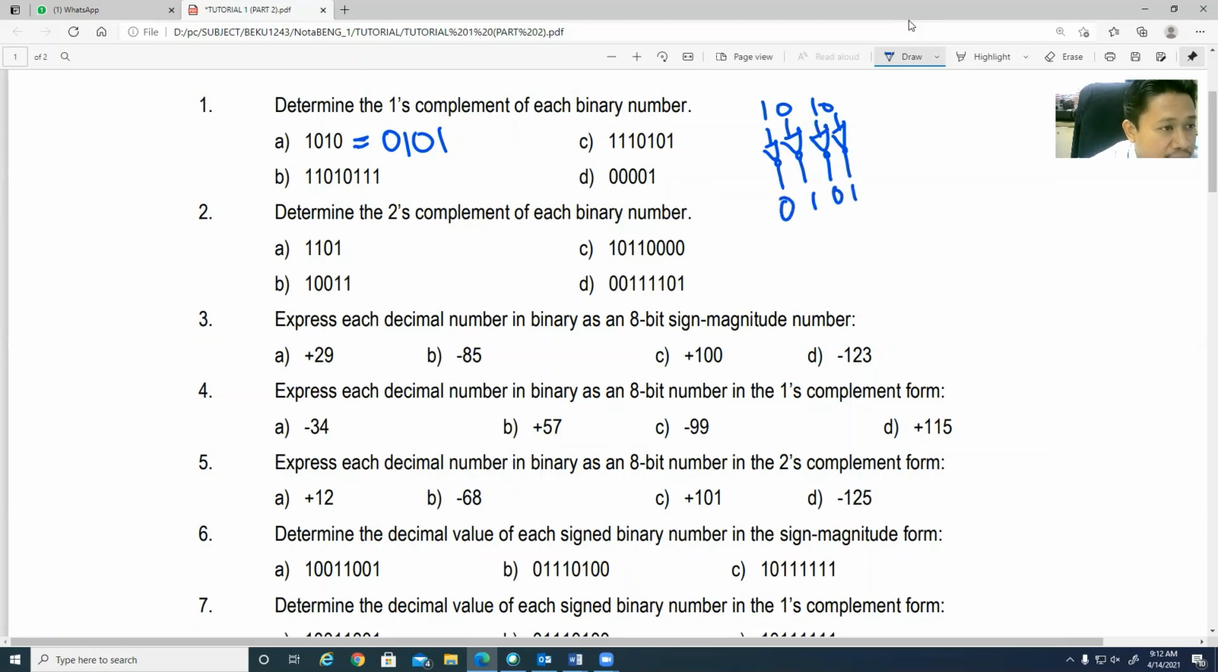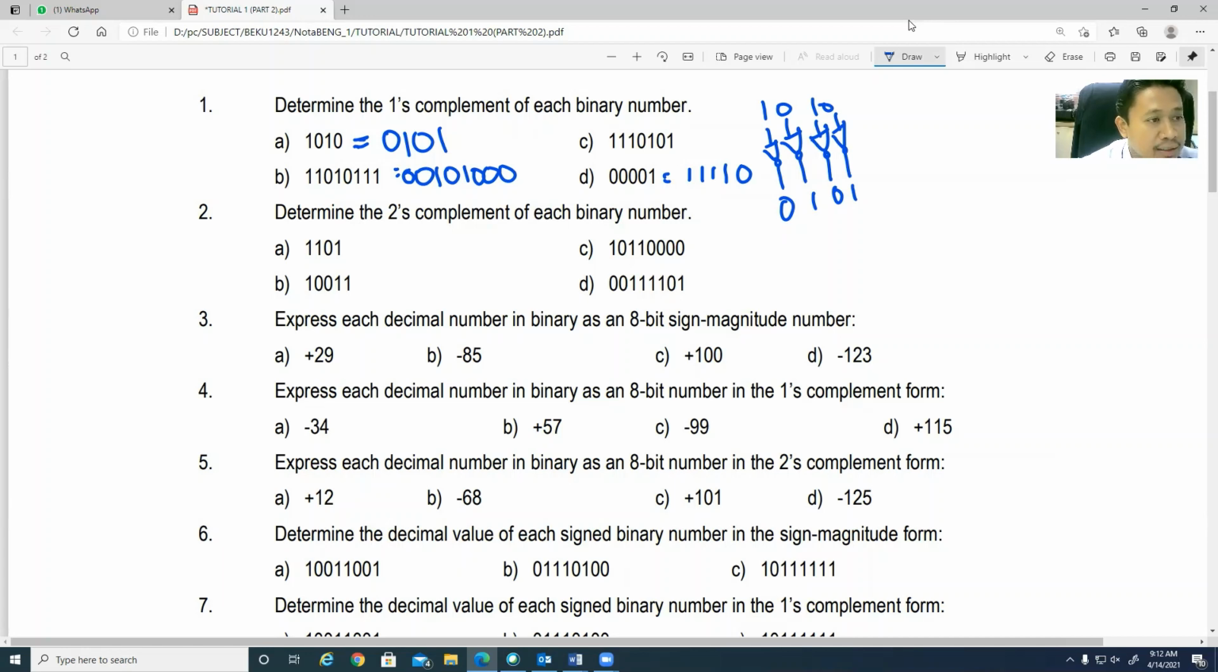Similar for question B. Question B will be straightforward. For the first complement, invert the input. That means here will be 0, 0, 1, 0, 1, 0, 0, 0. Then so on like this. Question D will be 1 1 1 1 0. Okay, this is question number one, the first complement.